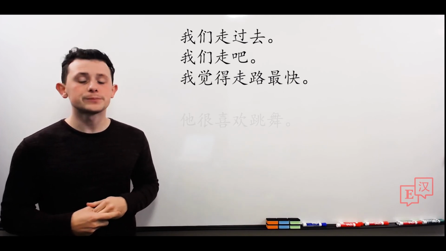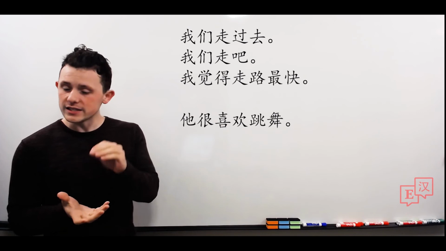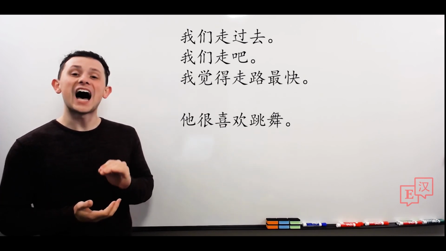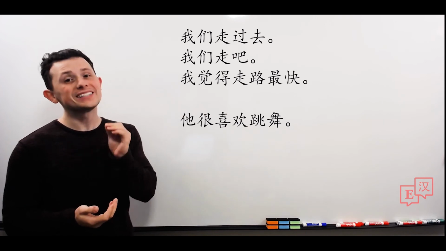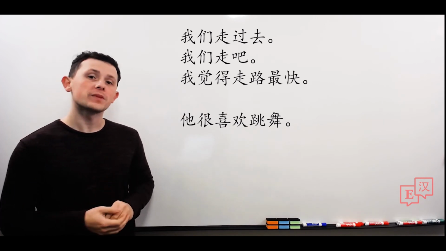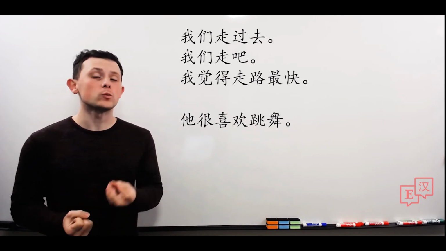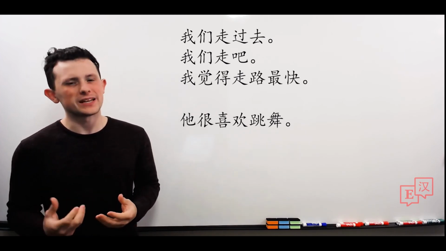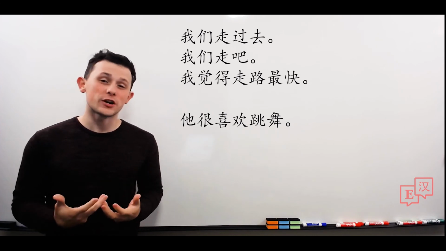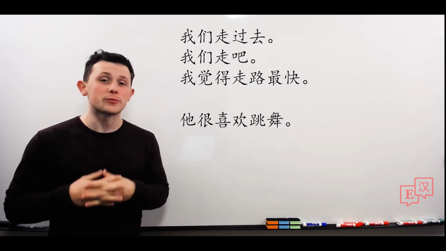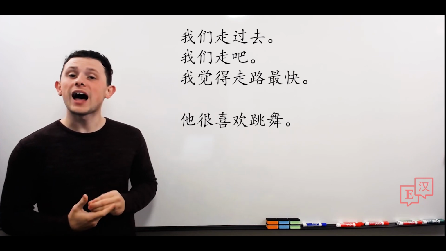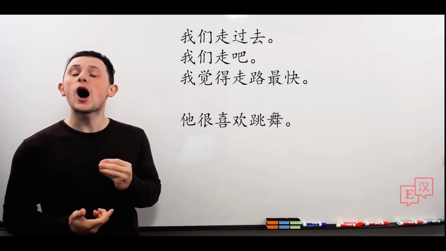Another example of this, 他很喜欢跳舞. 他很喜欢跳舞. 跳 literally means jump and 舞 means dance. However, we cannot just say 跳 because that doesn't mean dance. And we can't just say 舞 because that's not a verb. So we'll link these two together, making the verb to dance. He really likes to dance. 他很喜欢跳舞.